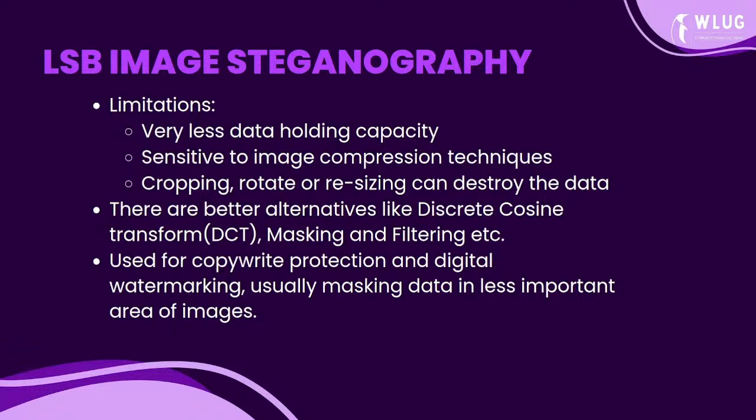I'm pretty sure that you guys know about copyright protection or ownership. DCT and masking and filtering are basically used to copyright some image so that illegal use can be traced. In masking and filtering especially, we hide the data in less significant areas like edges or textures, in such a way that even if file compression or edits are done, we do not lose the data. You can search about this in your free time.